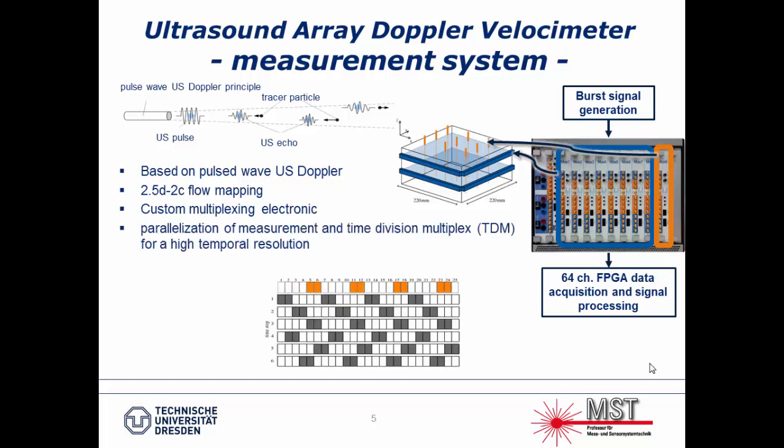We can't measure with all elements at the same time because then we would have acoustical crosstalk and it wouldn't work. So we use time division multiplexing with a parallelization to get a high temporal resolution, but we can't drive all the elements at the same time. So this is how it looks like. In this example, we have 4 active elements at one time.